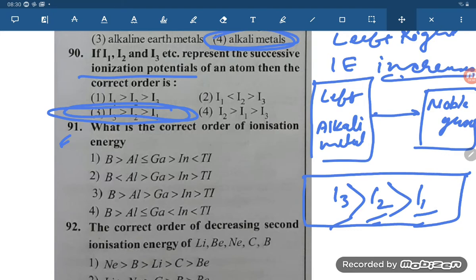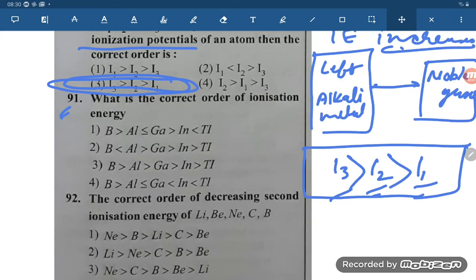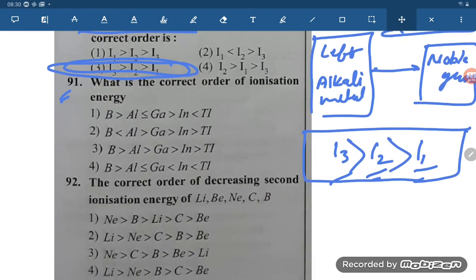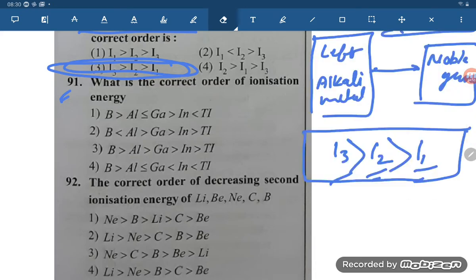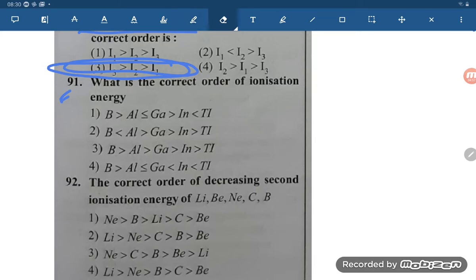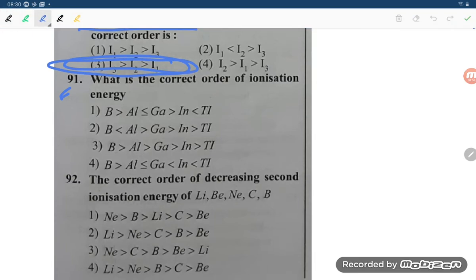So these elements are group number 13. How can you solve this, student? Let us see. Whenever you are trying to understand group number 13 elements, this is very much an exceptional configuration. So we have boron, aluminum, gallium, then indium, and then thallium.